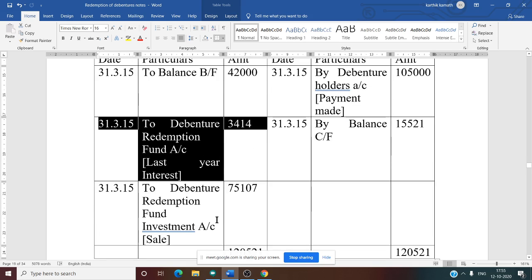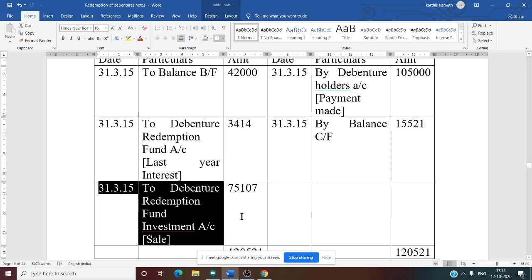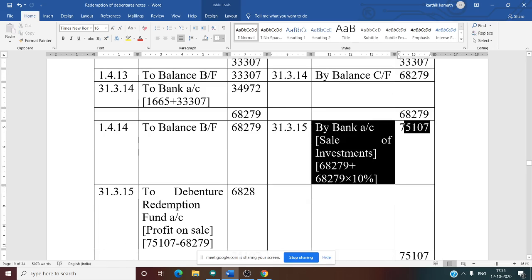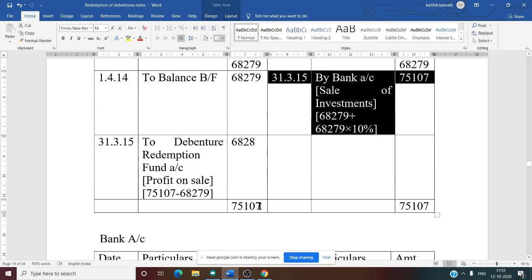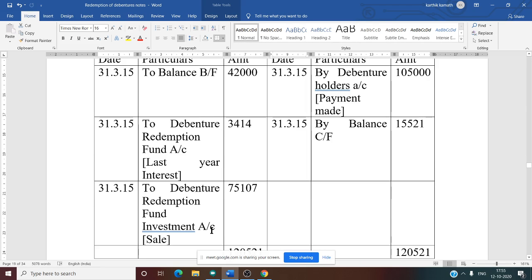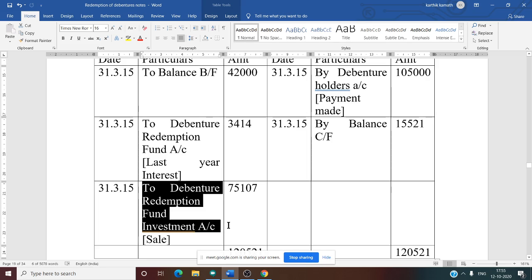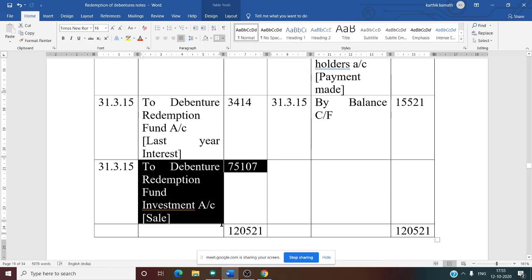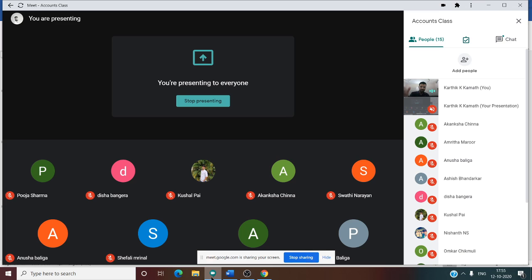Now after that you need to write the sale amount. See this: to debenture redemption fund investment account 75,107. For that, you need to see the debenture redemption fund investment account, the third account. In the third account, here we have written buyback. So it is nothing but a transfer entry. Transfer entry from the third account we are writing in the bank account. That is why it is to debenture redemption fund investment account, sale amount 75,107. Now we are done with the debit side of the bank account.